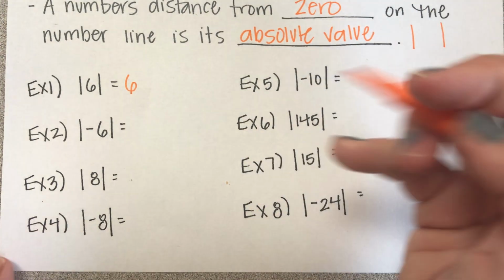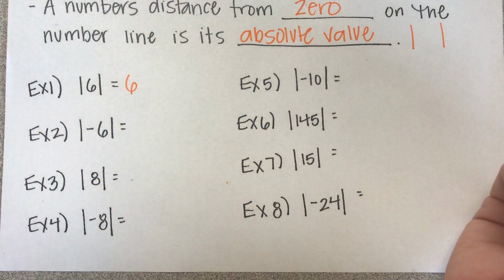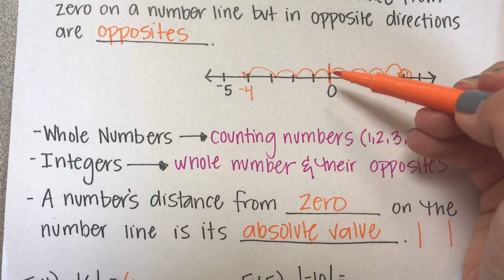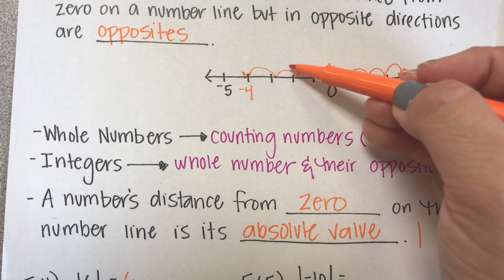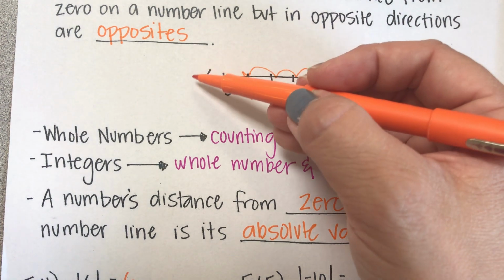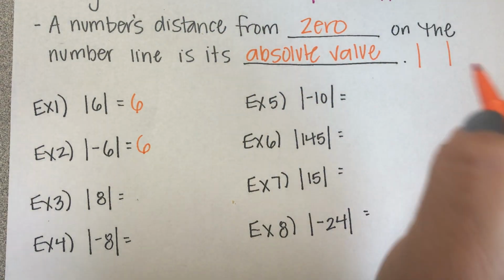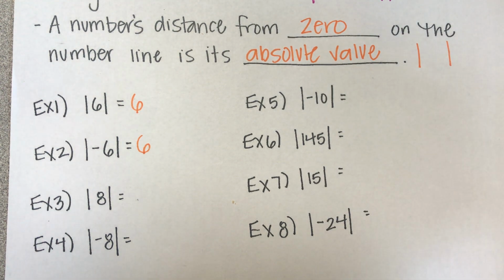Okay, look at this next one. What about negative 6? How many spaces away from 0 is negative 6? So if this is my number line, I would go 1, 2, 3, 4, 5, 6 spaces. Okay, it cannot be negative because you can't walk a negative distance, right? Distance is always positive. You can be going in an opposite direction, but it's still always a positive distance.